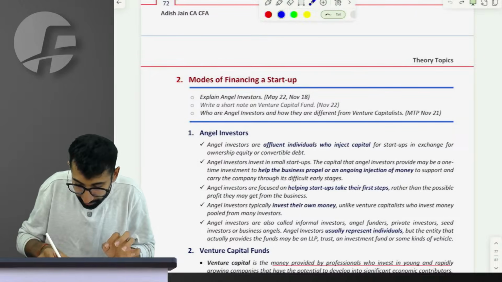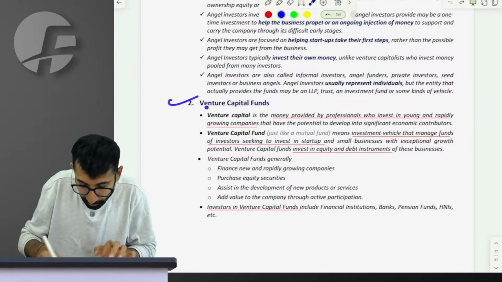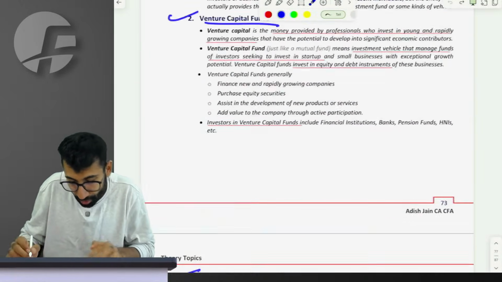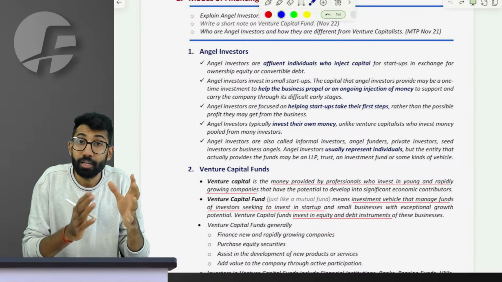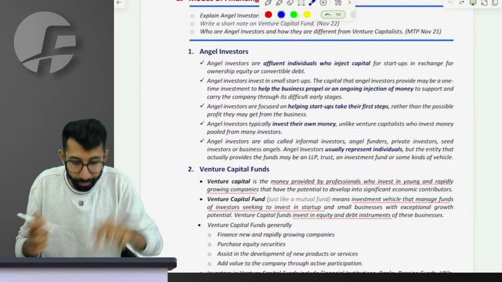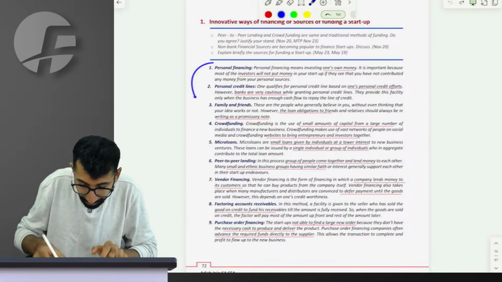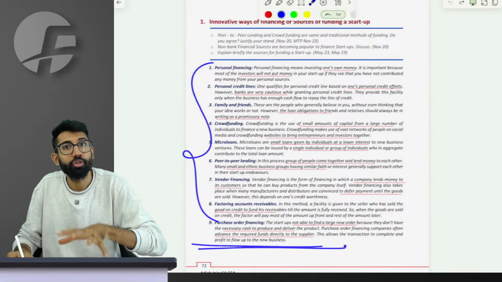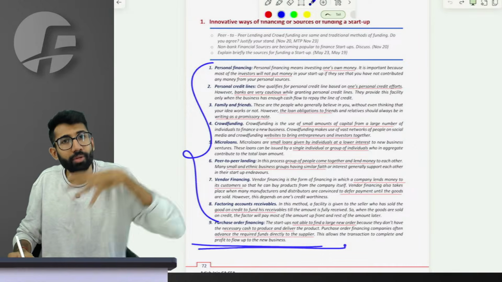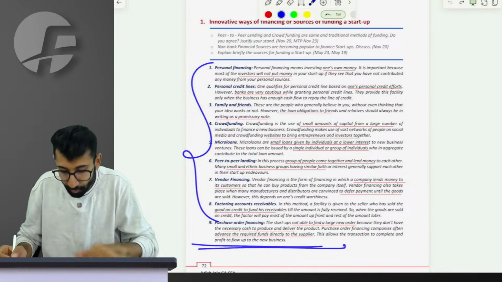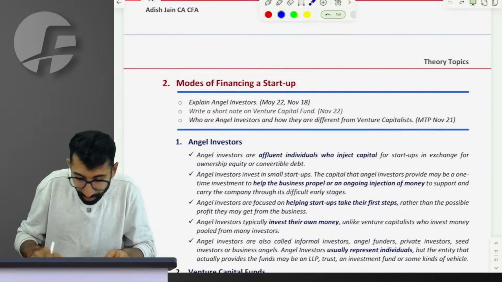First mode is angel investor, then venture capital fund, then bootstrapping. These are officially the ways to finance the startup at a relatively advanced level. That was the very initial level of financing, in small amounts, where an individual tries to arrange money at their own level. Now are the modes.